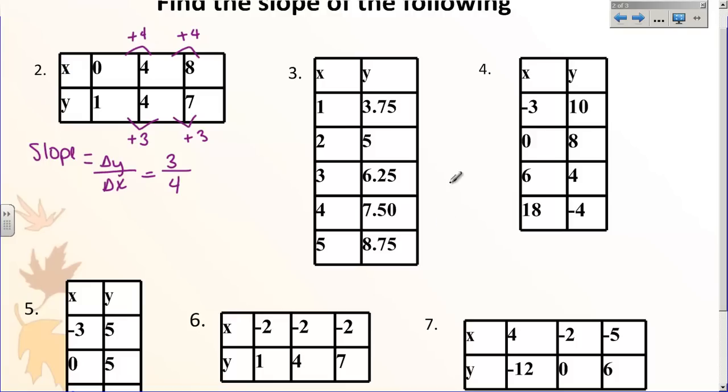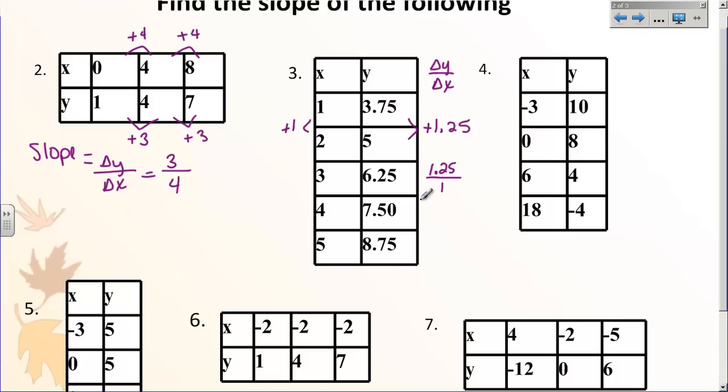Now the next one involves some decimals, and that's okay. Alright, but you do the same thing. We're going to do the change in y over the change in x. And so the change in my y values from 3.75 to 5 is the change of 1.25. Okay? And then my change from 1 to 2 is a change of 1. So my y values change by 1.25, and my x values change by 1.